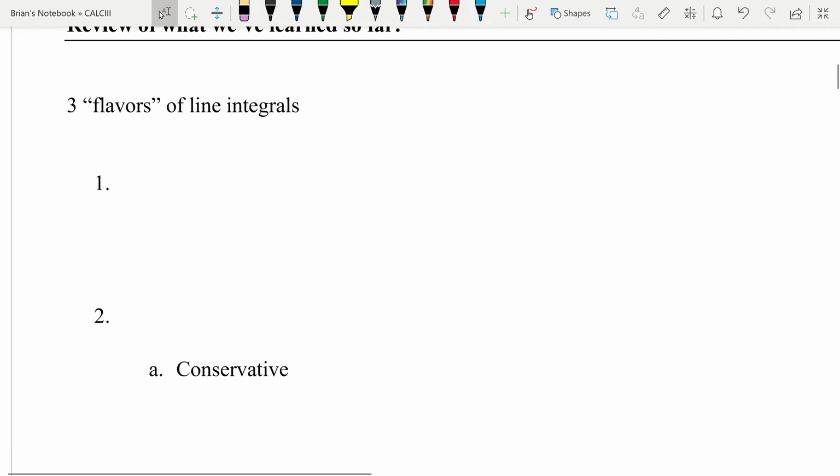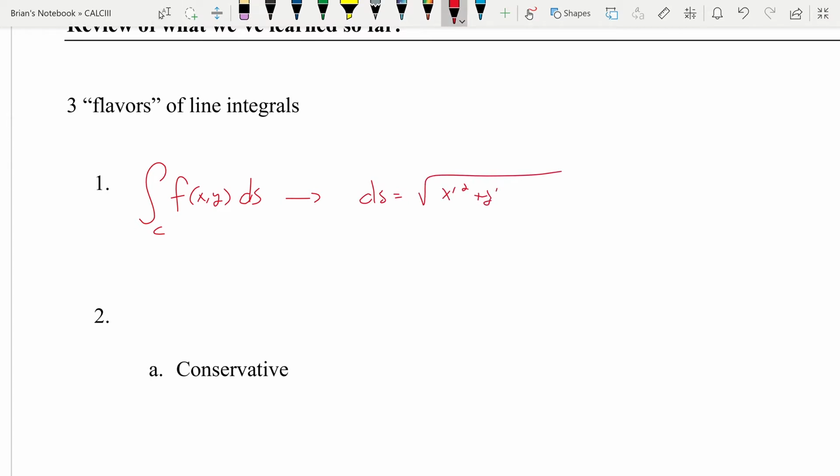So what we've learned so far. That's a great question. We've learned three flavors of line integrals, right? I knew you were going to ask that question. The first one was where we had a function of x and y, and it had a ds, right, and a C. And we used ds equal to the square root of x prime squared plus y prime squared plus z prime squared dt, right? That was the first one we solved.